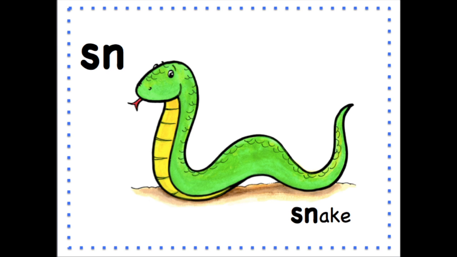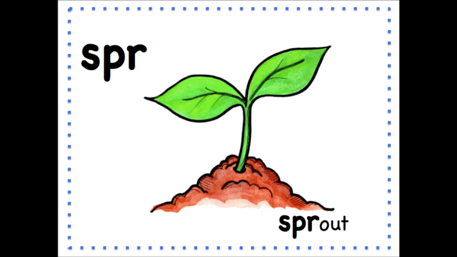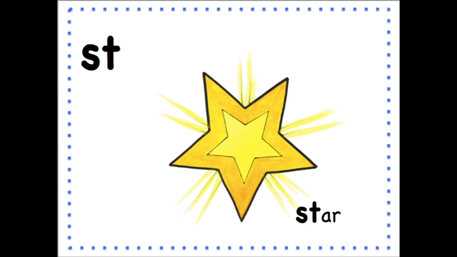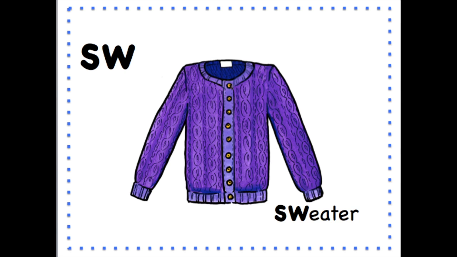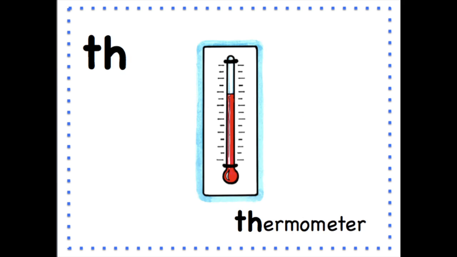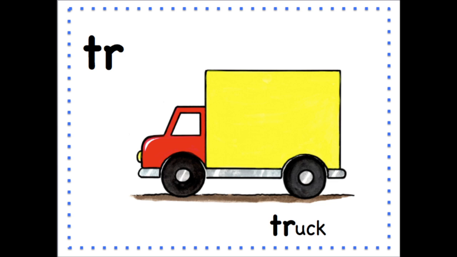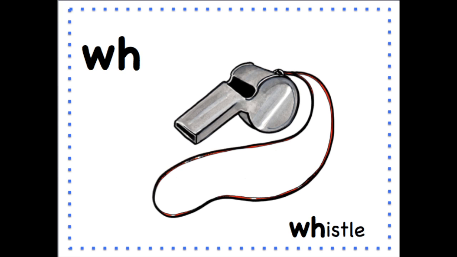S, N, snake. S, P, spoon. S, P, R, sprout. S, Q, U, squirrel. S, T, star. S, T, R, strawberry. S, W, sweater. T, H, thermometer. T, H, R, three. T, R, truck. T, W, twins. W, H, whistle.